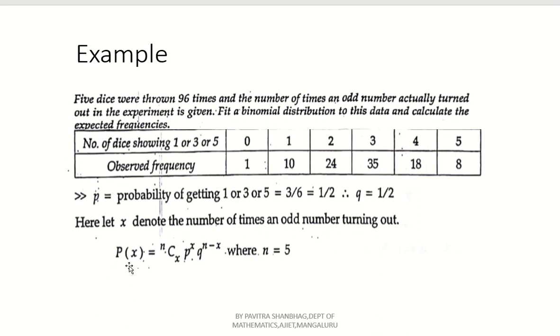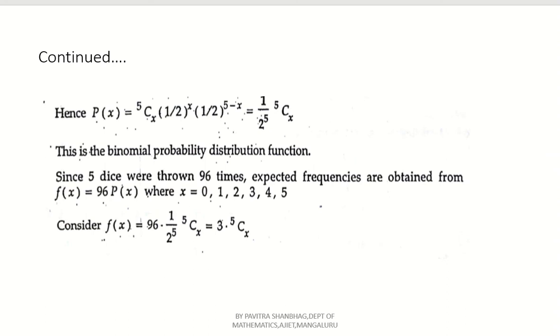So what is the probability function P of X? Equal to nCx P power x into Q power n minus x. But what is n here? n equal to 5, because 5 dice were thrown. Now continue with this. What is the simplification part? 5Cx into 1 by 2 power x into 1 by 2 power 5 minus x. The powers of 1 by 2 combine, so the only remaining term is 1 by 2 power 5. That is nothing but 1 by 32 into 5Cx. Now this is the binomial probability distribution function.